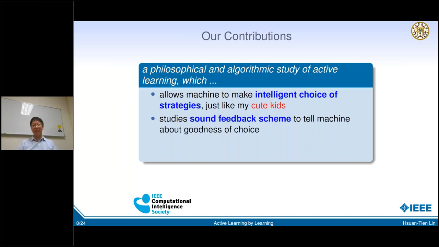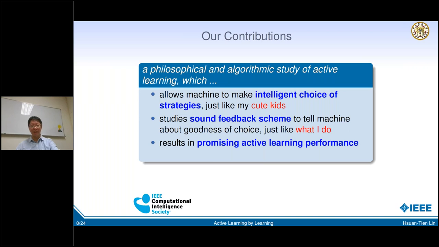And what do I do here? I am going to design a sound feedback scheme to tell the machine about the goodness of each choice. The machine makes the choices, but I act like a teacher or a parent that gives feedback, and that can tell the machine what to do better in the next round. This is just like what I do in my family when I interact with my kids. I tell the kids some feedback, just like I tell the machine some feedback on how to do better. And this results in promising active learning performance, hopefully just like the bright future of my kids.